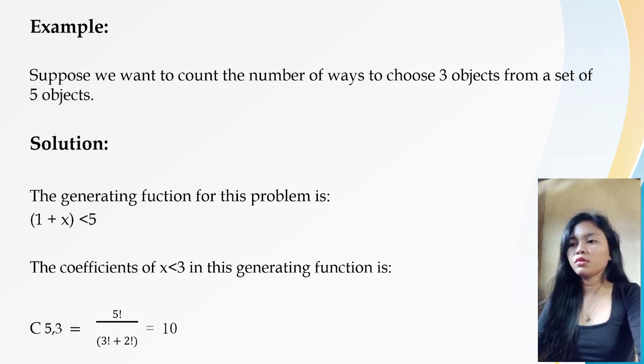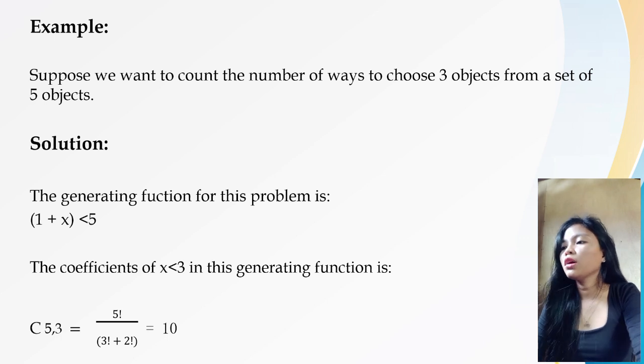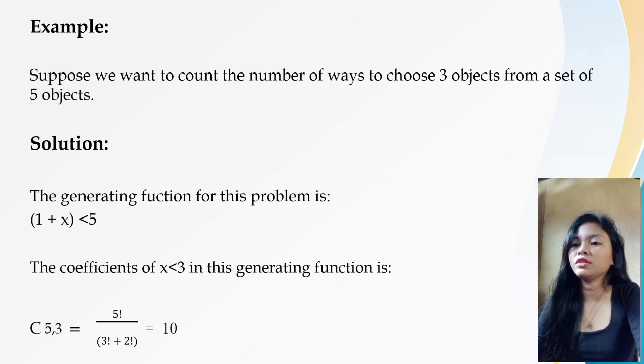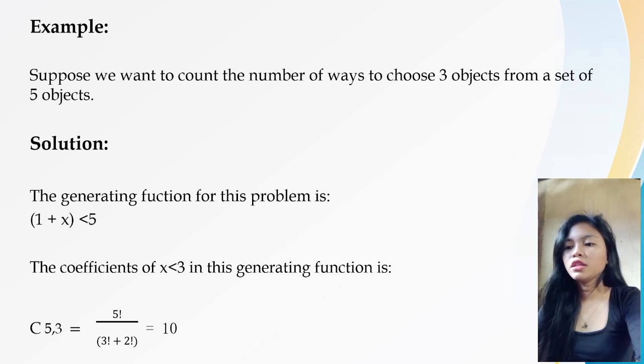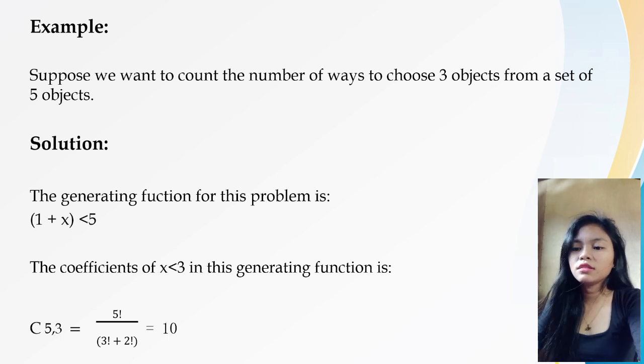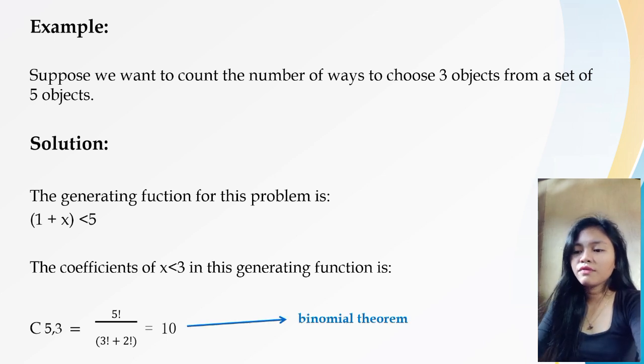Example: suppose we want to count the number of ways to choose 3 objects from a set of 5 objects. The generating function for this problem is (1 plus x)^5. The coefficient of x^3 in this generating function is C(5,3), which equals 10.